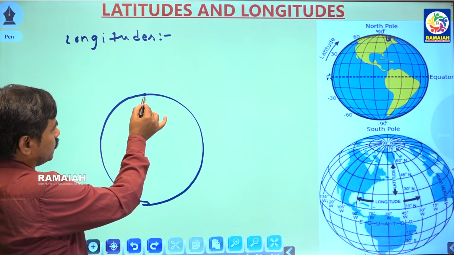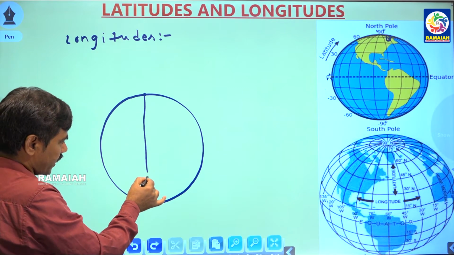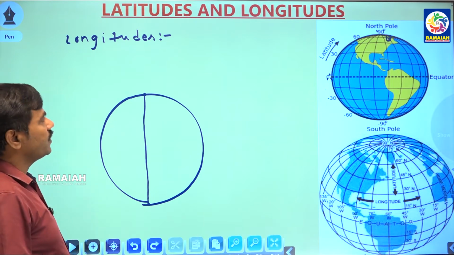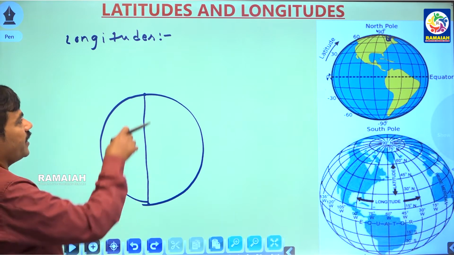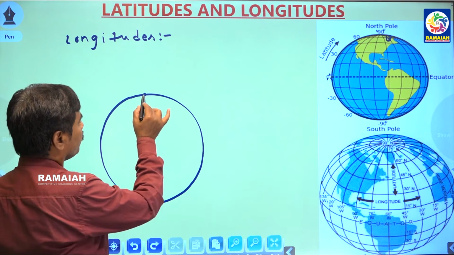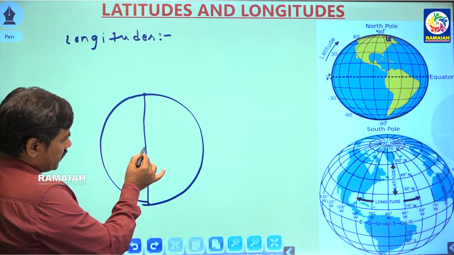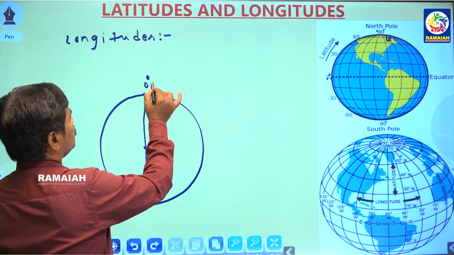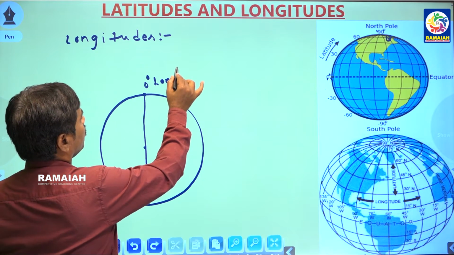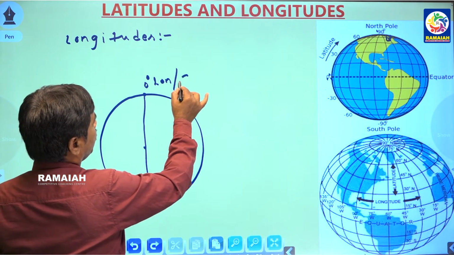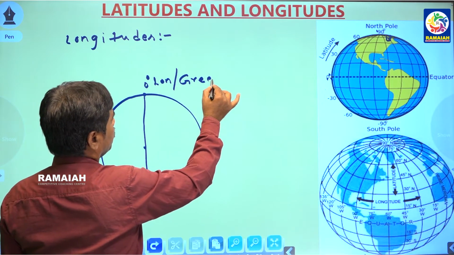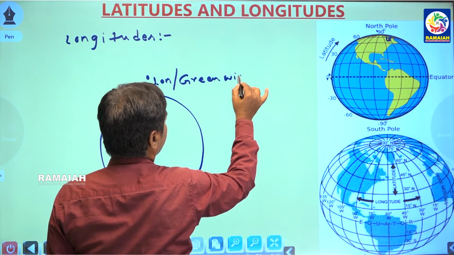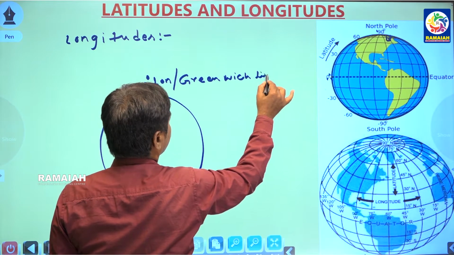From the North Pole to the South Pole, one of the important axes passes exactly through the middle of India. It passes through the interior of the earth surface, so it passes through the center of the earth also. This is called the 0 degree longitude, and also the Greenwich line.